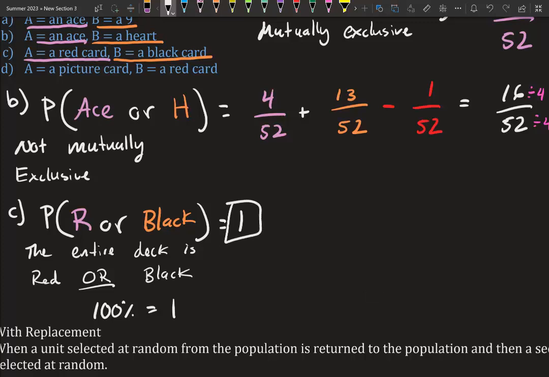So you will always get a card that is black or red. And don't say jokers, because we say a standard deck of cards. So we take the jokers out. So the entire deck is red or black.